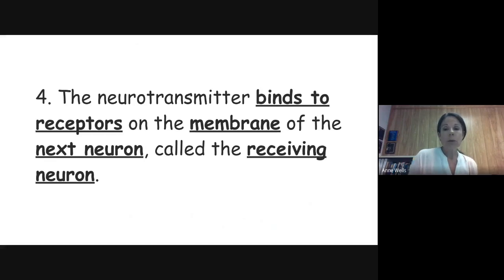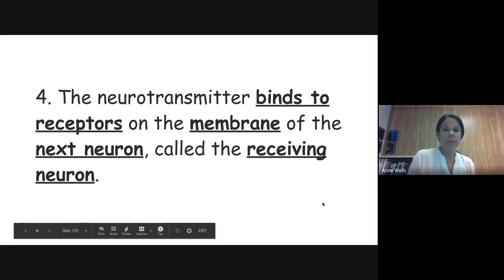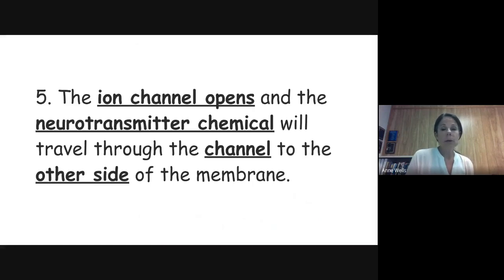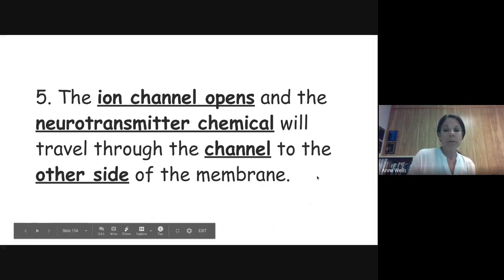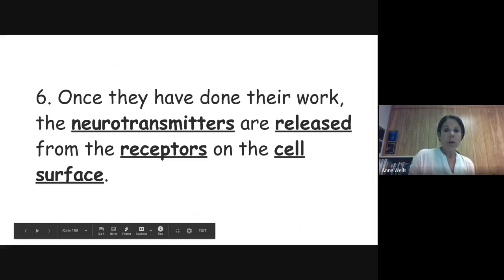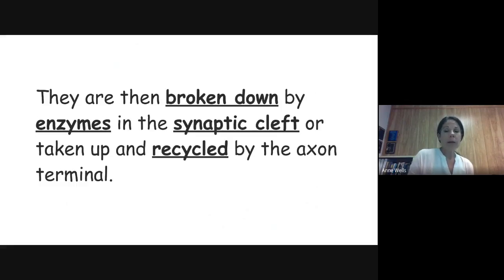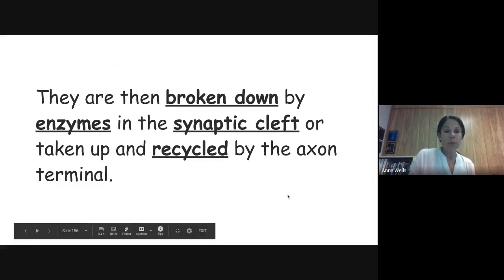Number 4, the neurotransmitter binds to the receptors on the membrane of the next neuron called the receiving neuron. Number 5, the ion channel opens and the neurotransmitter chemical will travel through the channel to the other side of the membrane. Number 6, once they have done their work, the neurotransmitters are released from the receptors on the cell surface. They are then broken down by enzymes in the synaptic cleft or taken up and recycled by the axon terminal.